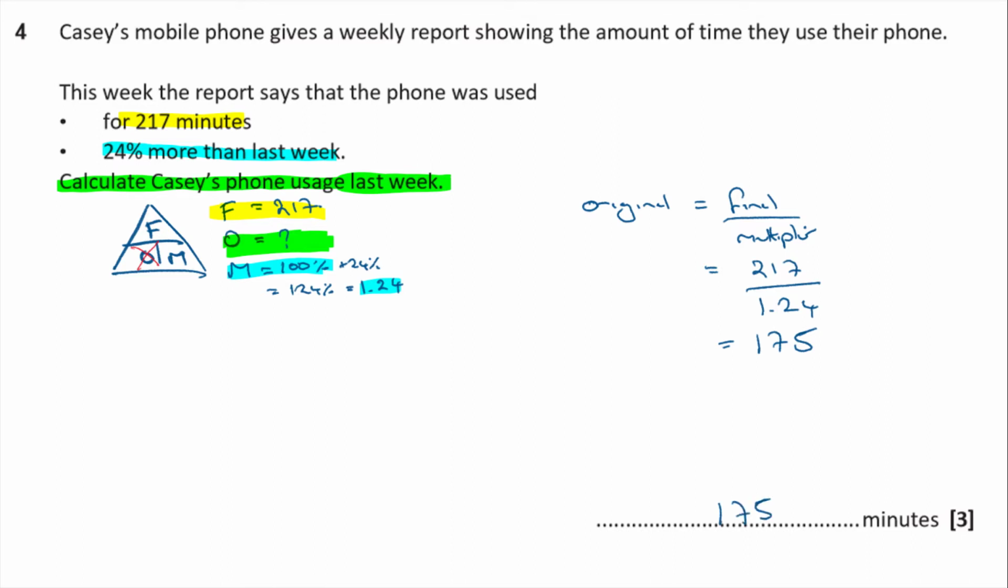It's increased by 24% and it's now gone up to 217. Does that make sense? Yeah, I would expect if it's increased then it was smaller to start with. So just have a think about, does my answer make sense before you move on with these sorts of questions, because it's easy to get these muddled up and to pick the wrong final and original. Okay, but mine's looking good.